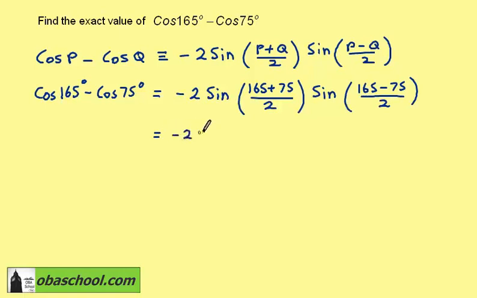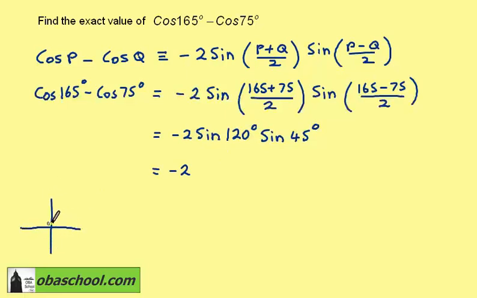So this is minus 2 times the sine of 240 divided by 2, which is 120, times the sine of 90 divided by 2, which is 45. So we have minus 2 times the sine of 120.